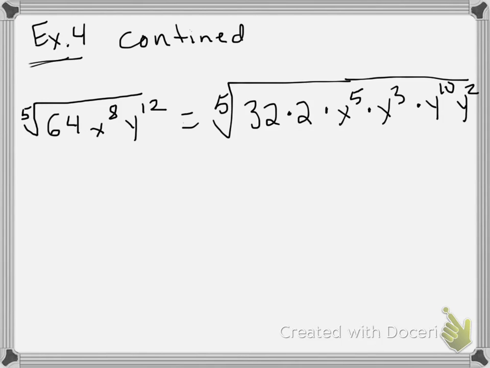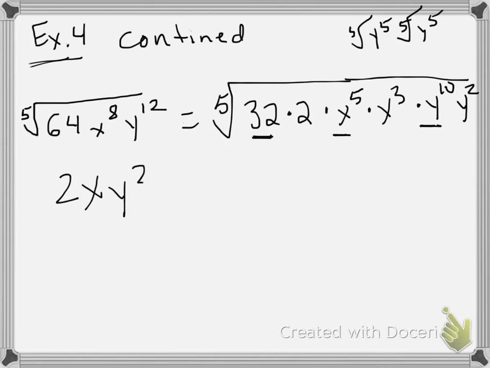So let's break some things down. We know that the fifth root of 32 is 2. So that's outside the radical. If you look at x to the fifth power, the fifth root of x to the fifth is just x. Now, the y to the 10th, the fifth root of that would be y squared. Because it's going to be the fifth root of y to the 5 and the fifth root of y to the 5, which pulls out a y and another y, so y squared right there.